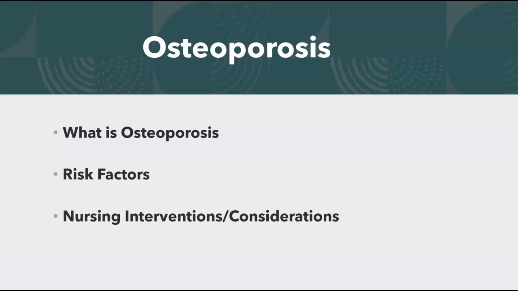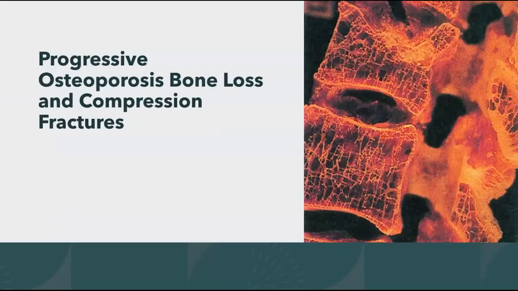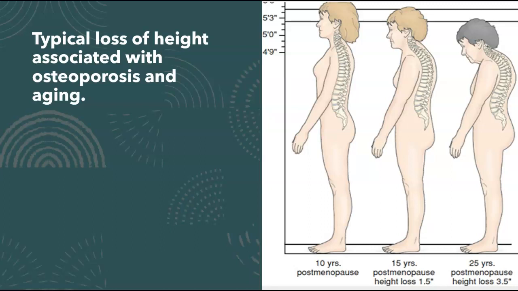Constipation is a problem related to immobility and medications. Early institution of a high-fiber diet, increased fluids, and the use of prescribed stool softeners help prevent or minimize constipation. So look at chart 5 in your med-surg textbook for strategies to prevent osteoporosis. This slide shows progressive osteoporotic bone loss and compression fractures. This slide shows the typical loss of height associated with osteoporosis and aging. So this is kyphosis. You might have heard it referred to as a dowager's hump.